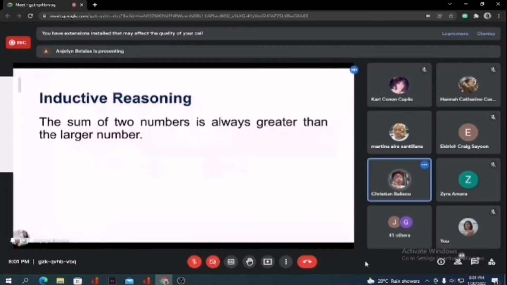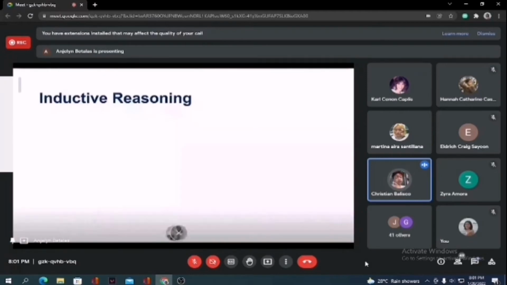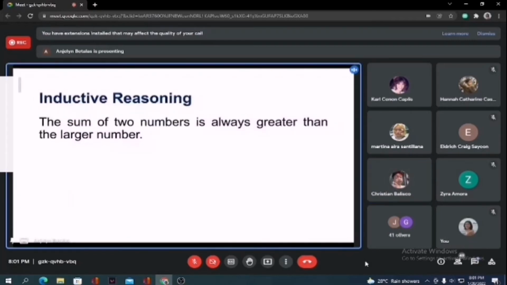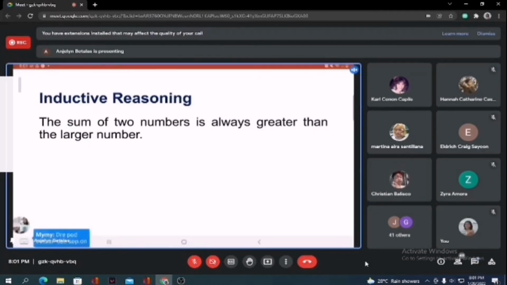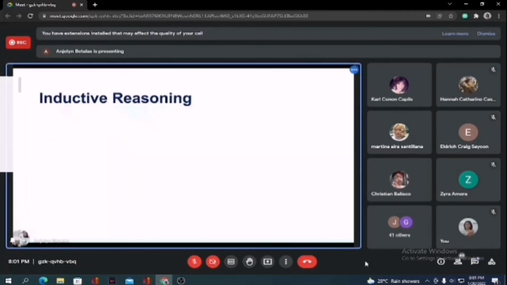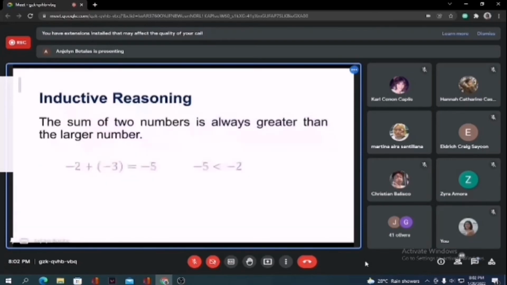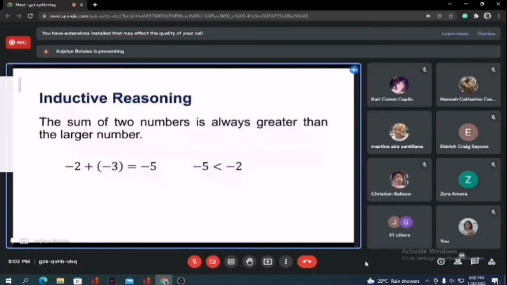Negative 5 plus negative 5 equals negative 10. Negative 5 plus negative 10. Okay class, correct na siya. Negative 5 plus negative 10, that is negative 15.